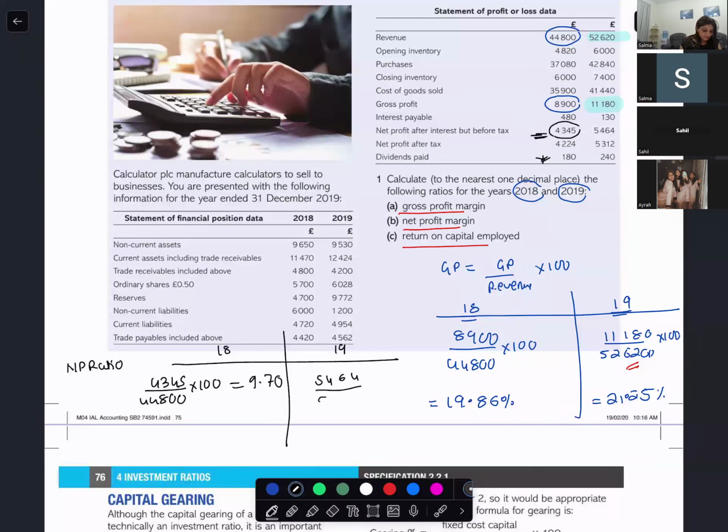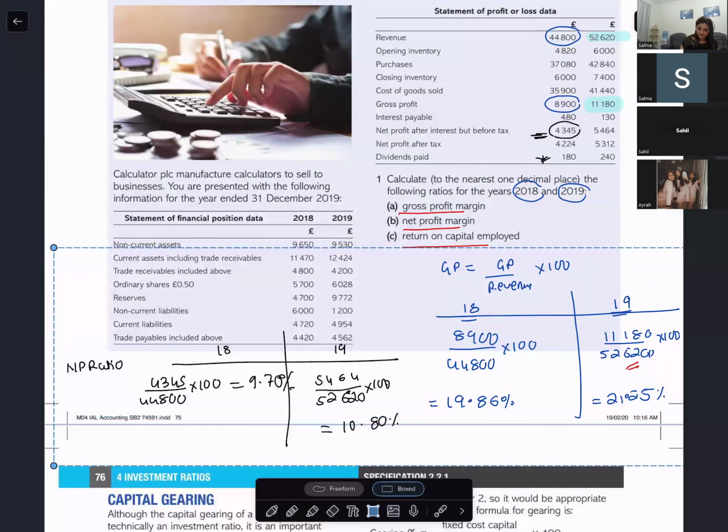For 2019 it is 5464 over 52,620, into 100. So it will be 10.80 percent. Okay. Now let's talk about return on capital employed.